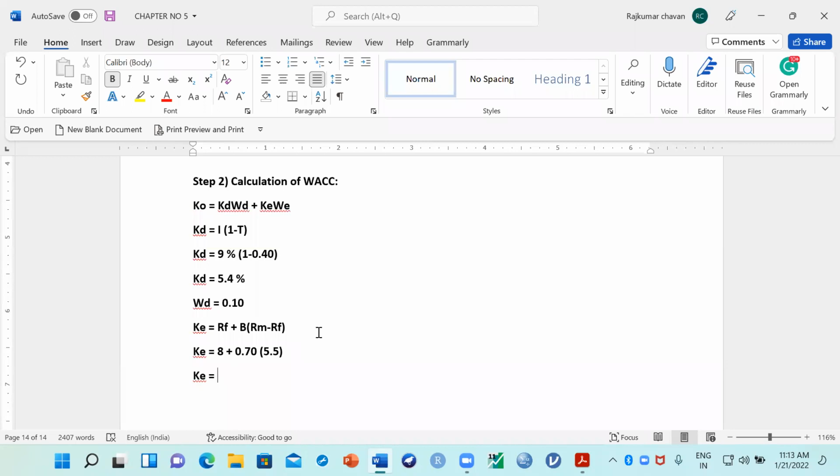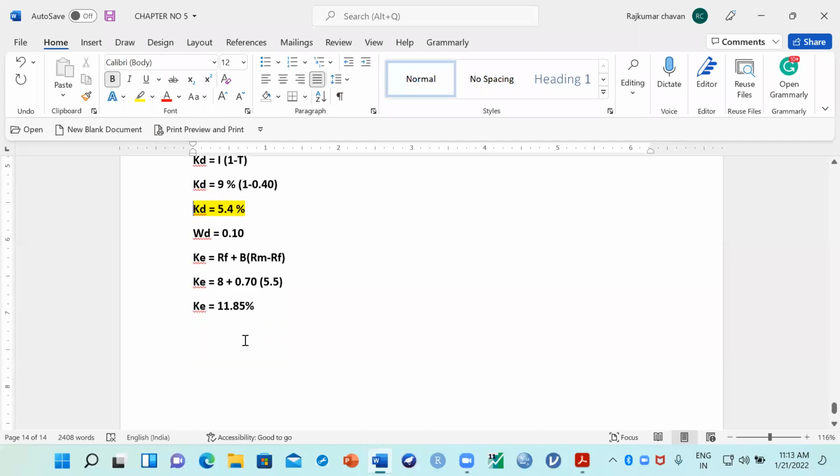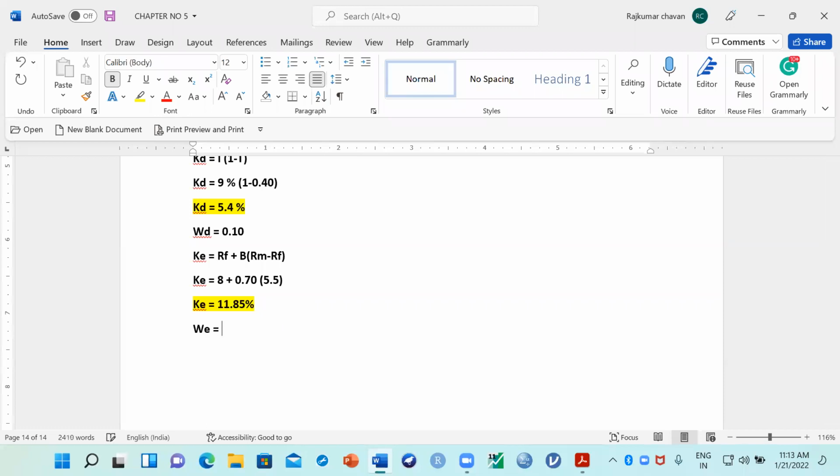11 point. Okay, fine. So 11.85% is the cost of equity. Cost of debt is also given here and cost of equity is also given here. Now, can you tell me WE? What is the weight of equity over here? It will come how much? Weight of equity? 0.9. So the total weight of equity is 0.9.